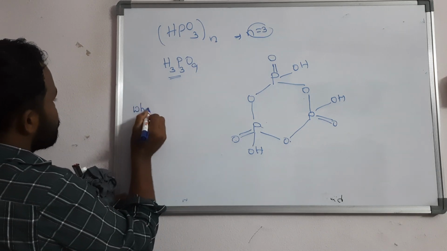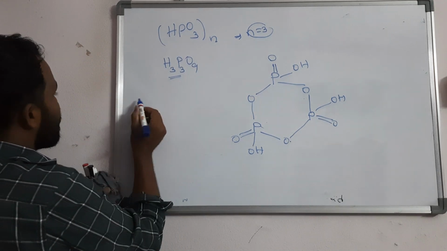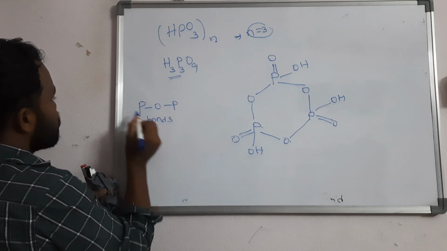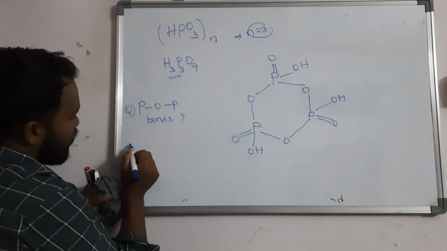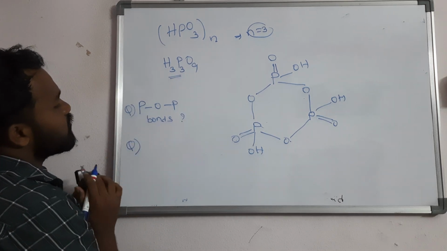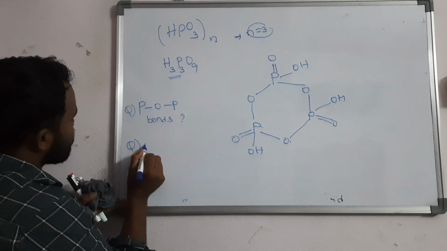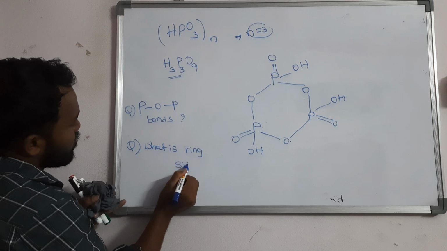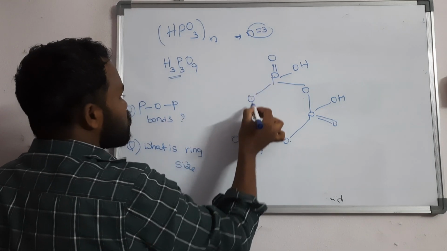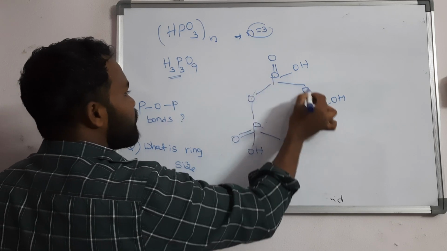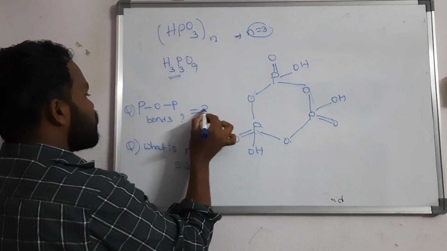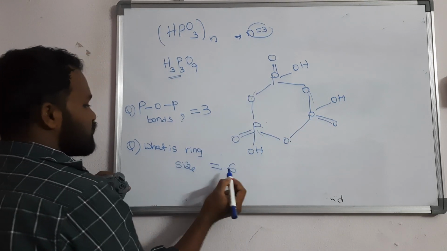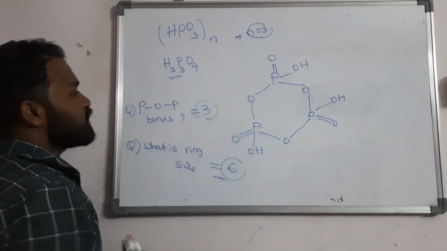How many POP bonds are there? First question, how many POP bonds? And the second question is simply, what is the ring size? POP bonds means 1, 2, 3. This is one POP, one POP, one POP. Total 3 POP bonds are there. What is the ring size? 1, 2, 3, 4, 5, 6. Ring size is 6. So this is a simple example, right?